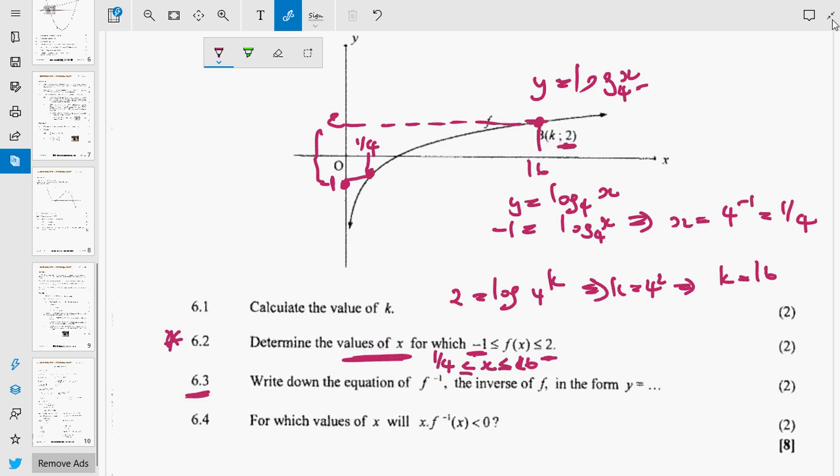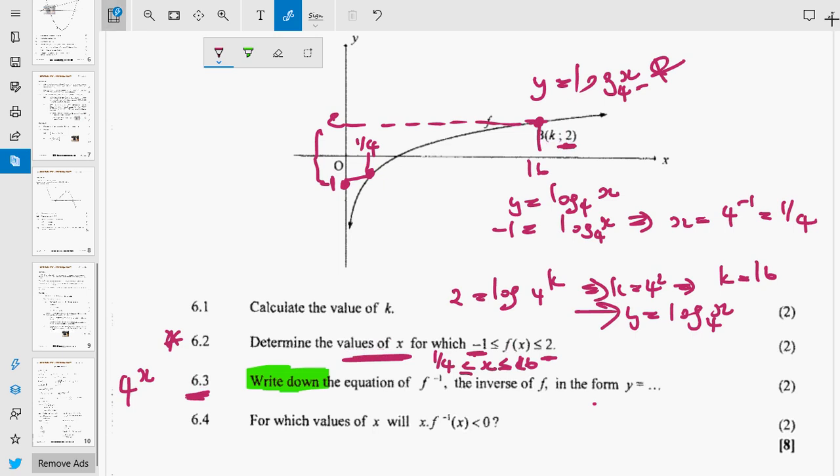Now 6.3 asks us to write the equation of the inverse of f. Now you are given y is equal to log x base 4, and you don't even have to think about it. That's why the examiner is saying write down. You know that the inverse of this graph is 4 to the power x. Remember, the inverse will always be a reflection about the line y is equal to x. You've been doing this; it's supposed to be second nature. The inverse will be 4 to the power x.